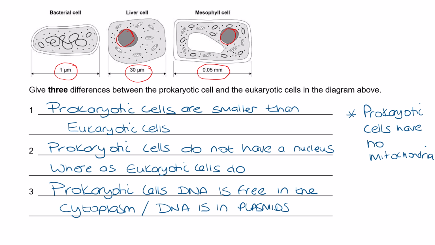Thirdly, in prokaryotic cells, the DNA is free in the cytoplasm, as you can see by this long strand here. And it also has DNA in plasmids, which are little loops. And then finally, a fourth difference is that prokaryotic cells have no mitochondria. And again, you can see this on the diagrams. Both the mesophyll and the liver cell have mitochondria, which is always represented by this oblong shape with a little wavy line in it.